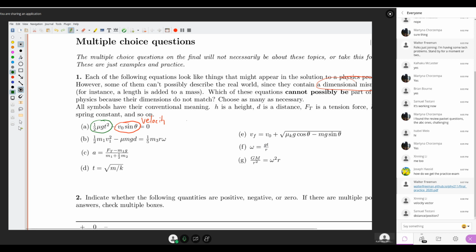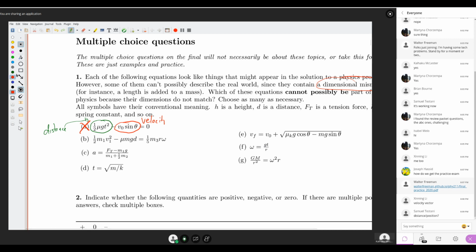But if you don't, you could say, all right, g is an acceleration, so it's got units of meters per second squared. Mu is a pure number, it's dimensionless. And t squared has units second squared. So meters per second squared times second squared is just meters. So regardless of how you get there, this thing is a distance. So I can't add a distance to a velocity, so this one contains a mismatch. So that's how you do all of these.